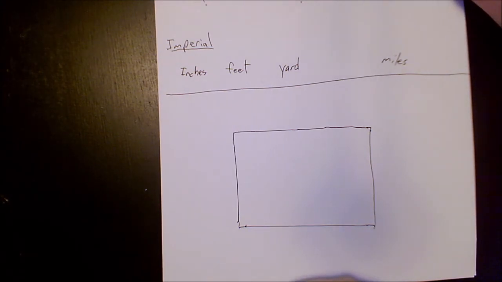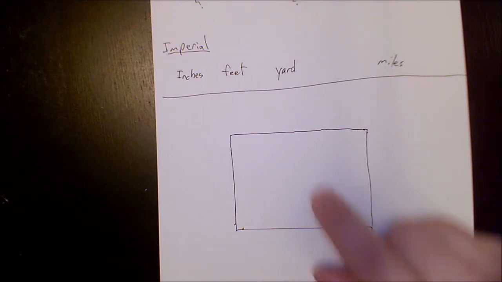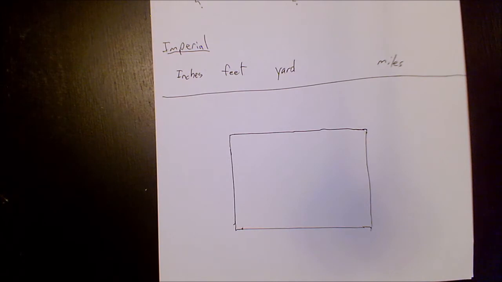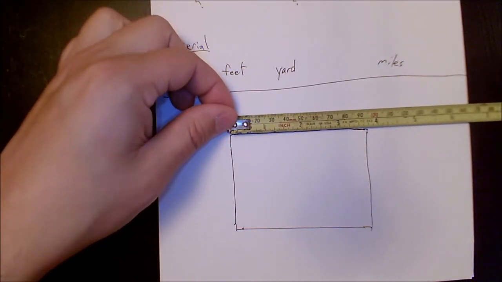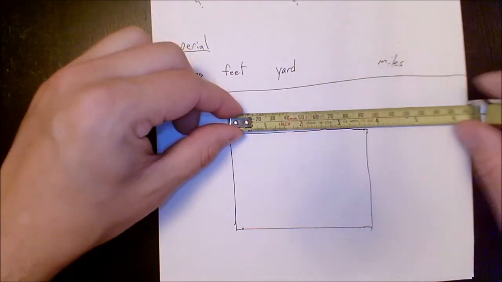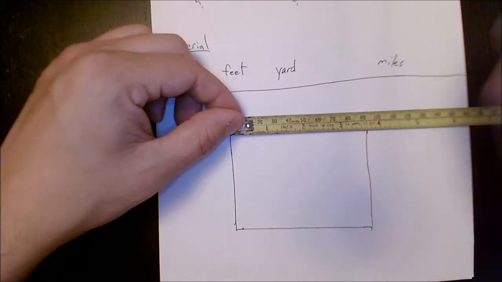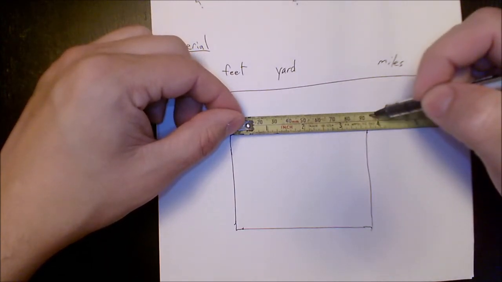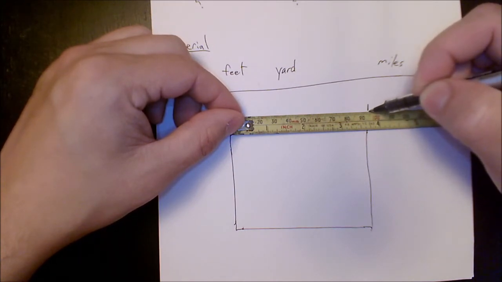If you have a tape measure or a ruler, either one will work. I'm going to use the tape measure in this case. We're just going to measure how long one of these sides is. So to do that, you take your ruler, you put it on one side, and then you look to see where the other side lines up. And on mine, it lines up pretty much with the 95.